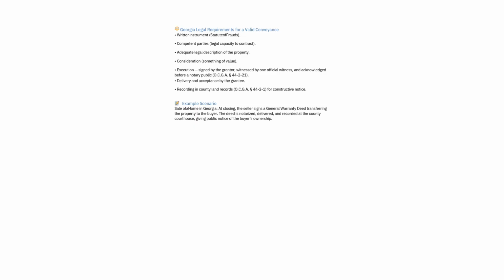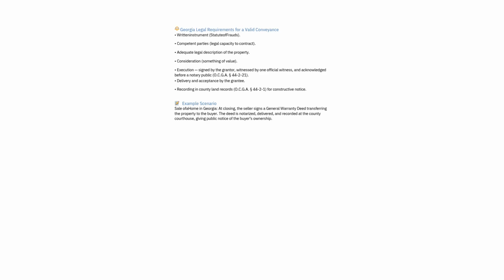Now, when it comes to legal requirements for a valid deed, you must have it in writing. Obviously, the statute of frauds makes it enforceable. You must have legally competent parties, or legal capacity. There must be a legal description. A physical address is not enough. It is an identifier, but it is not enough for a valid real estate contract. You must have consideration, whether it's valuable or good consideration. And then the execution that takes place: you must have the process of attestation with the witnesses when you're notarizing these documents, and then delivery and acceptance by the grantee as well.